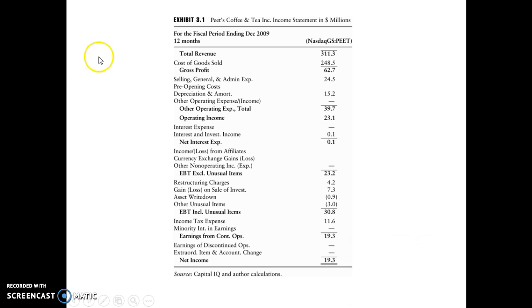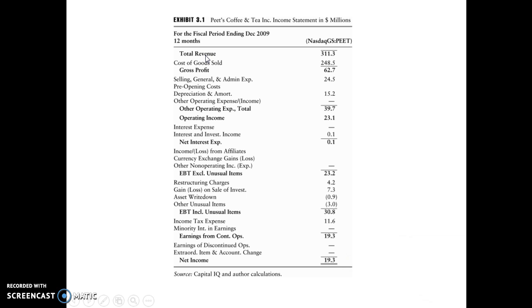Now I want to take a look at Exhibit 3.1 in your Fritzen-Alvarez book. This is an income statement for Peet's Coffee and Tea for the period ending December 2009, 12 months. So this is an annual income statement. And you'll see the very top line is total revenue.